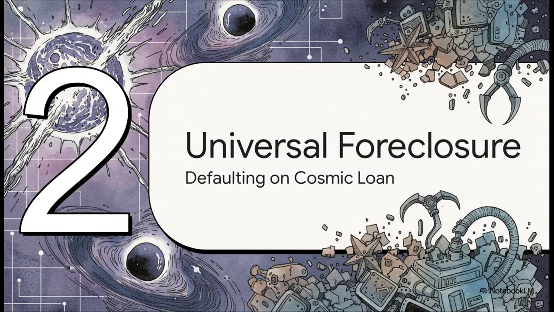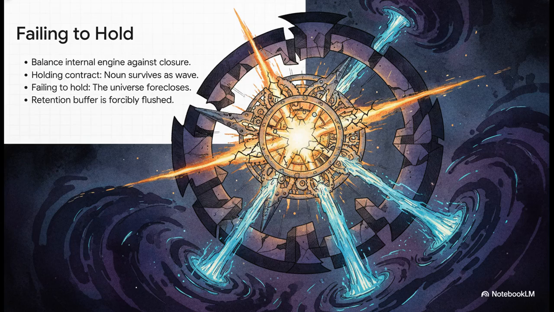Section 2. The universal foreclosure, defaulting on your cosmic loan. Let's look at stellar collapse, because it is the ultimate garbage collection routine in action. To just maintain existence, a complex system like a star has to perfectly balance its internal thermodynamic engine against the relentless closure pressure of the universe.